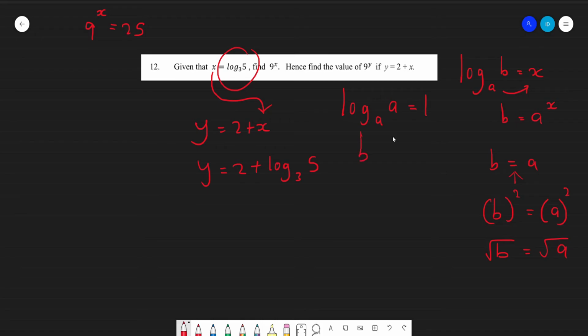Other examples could be log base b of b is equal to 1, or log base 2 of 2 is equal to 1. As long as the base of the log and the number are the same value, then it is 1, and so on. So that's how we conclude that whenever the base of the log and the number are the same value, it will give us the value of 1.